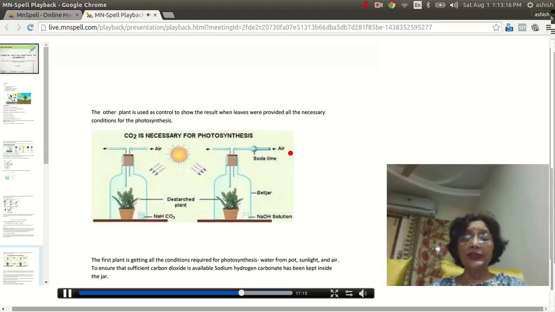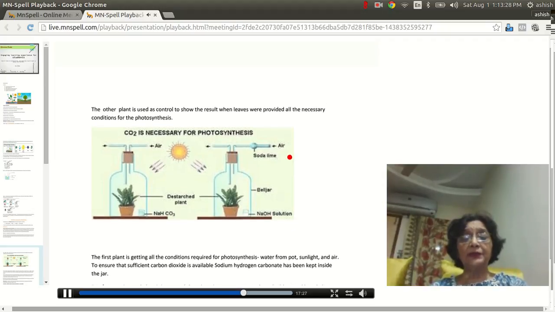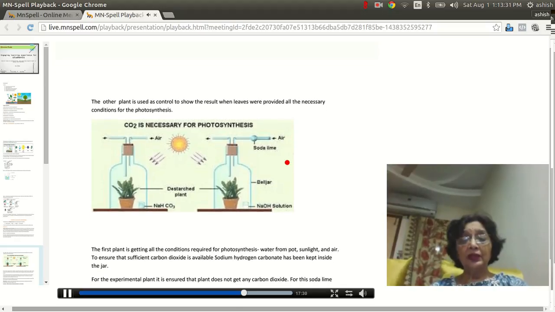This plant or this setup is known as the control experiment because we are going to compare the other experiment, which is the experimental plant, with this. Now this experimental plant is kept in the second jar. This jar I am trying to make free from carbon dioxide. So at the tube from where air is entering, I have kept soda lime. Soda lime has a property of absorbing carbon dioxide.